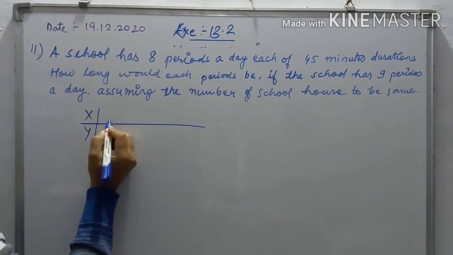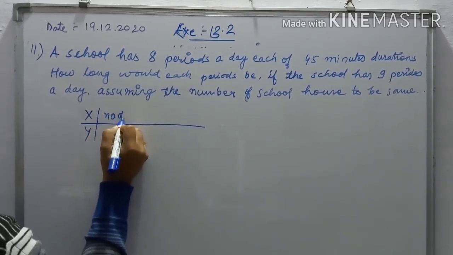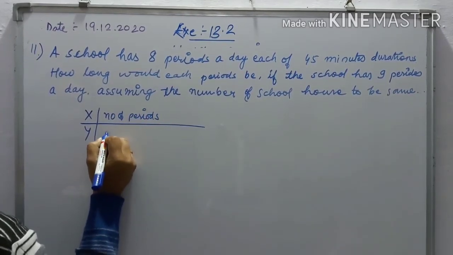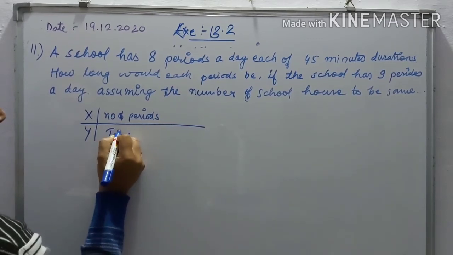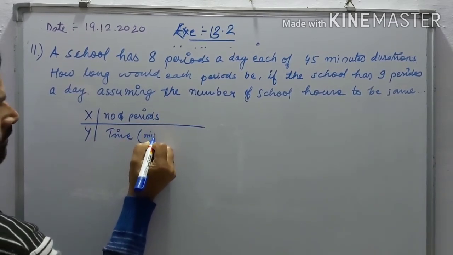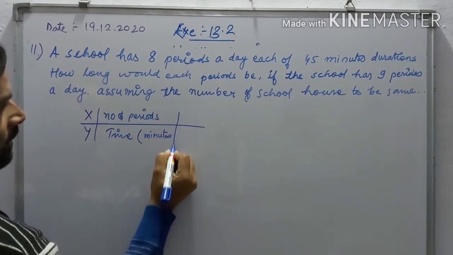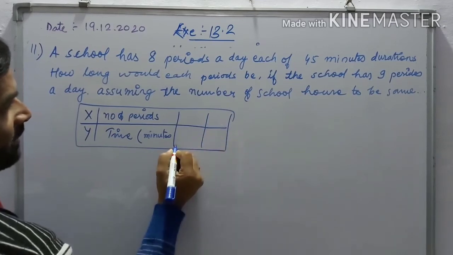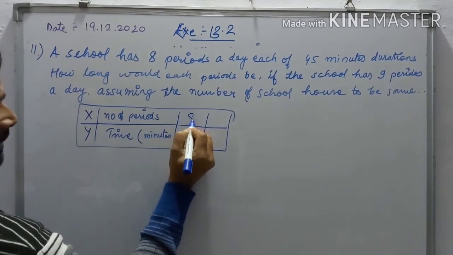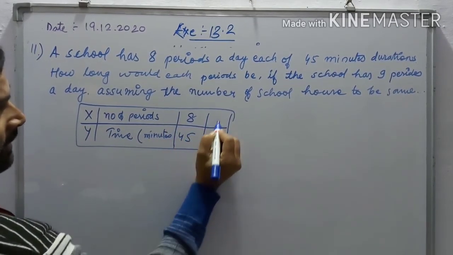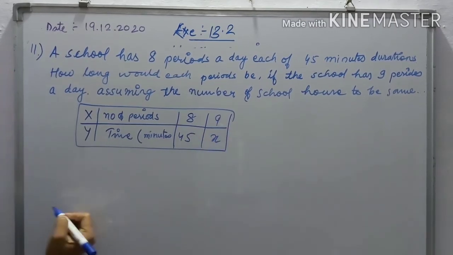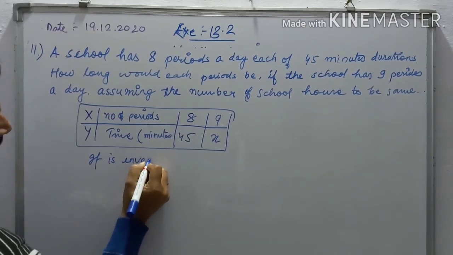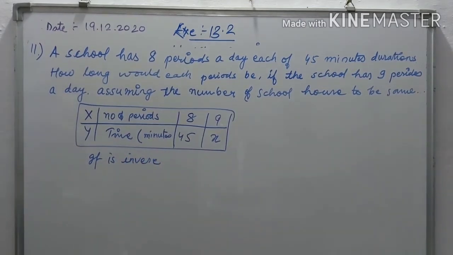Okay, first quantity is the number of periods, and time in minutes. This table is complete. Now the number of periods is 8 and the time is 45, and for 9 periods the time is x. It is inverse proportion.